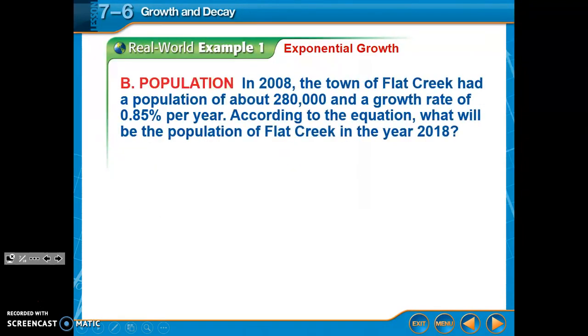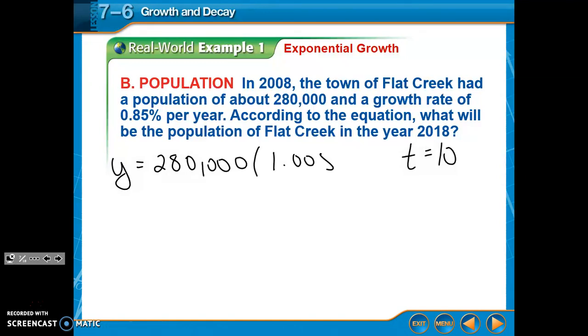For part B, now they're saying, okay, well, what is the population in the year 2018? So if we started in 2008 and we went to 2018, how many years have passed? So that's what we're going to put in for t. Between 2008 and 2018, there have been 10 years. So we're going to say t is 10. So we're going to go back to the equation that we wrote, which was y equals 280,000 times 1.0085 to the t. And now all I'm doing is putting in 10 for t and solving.